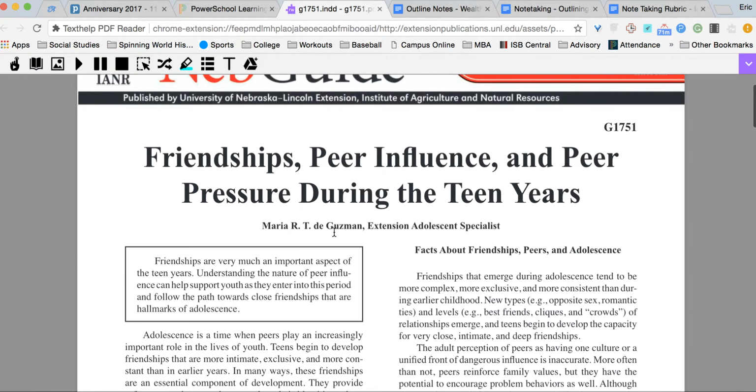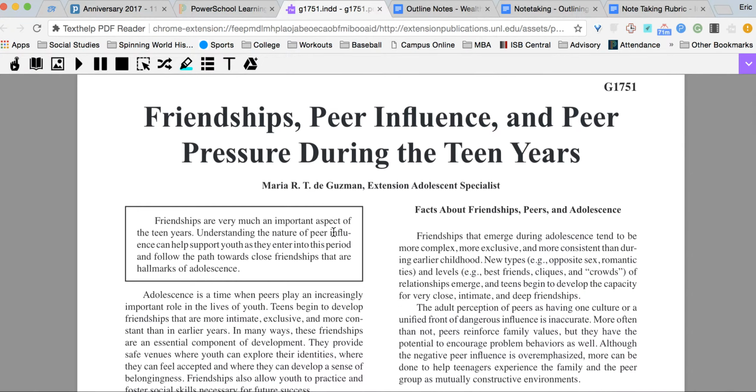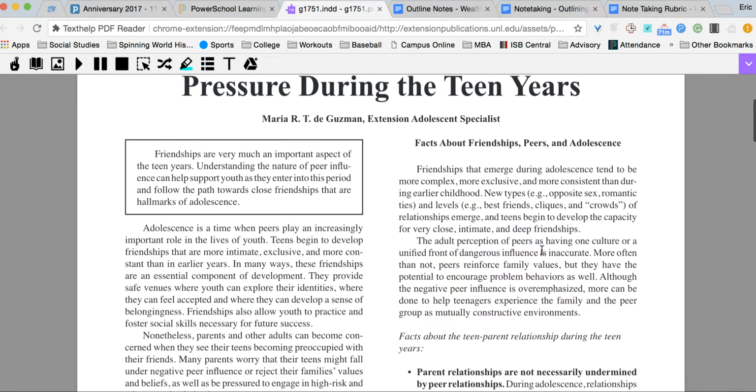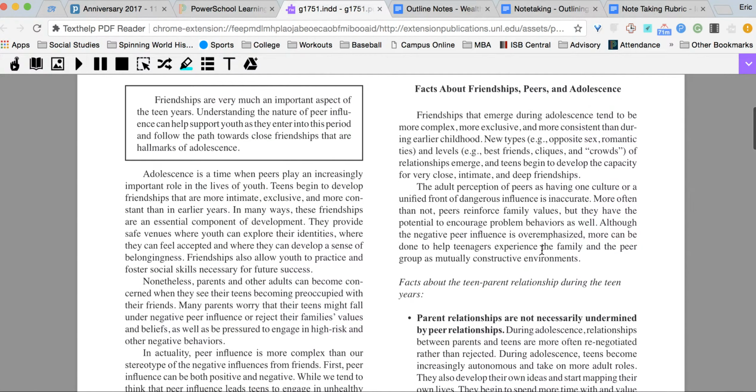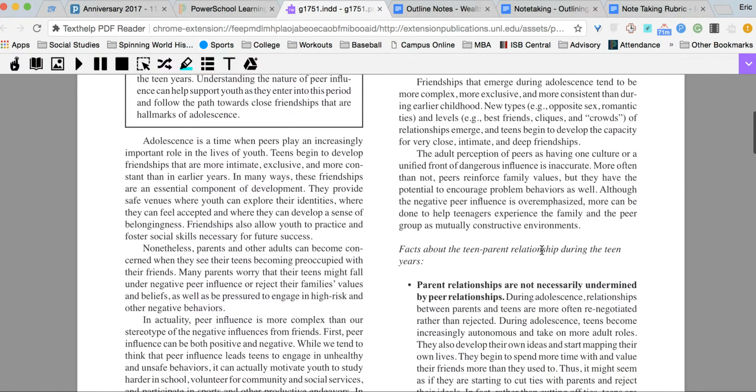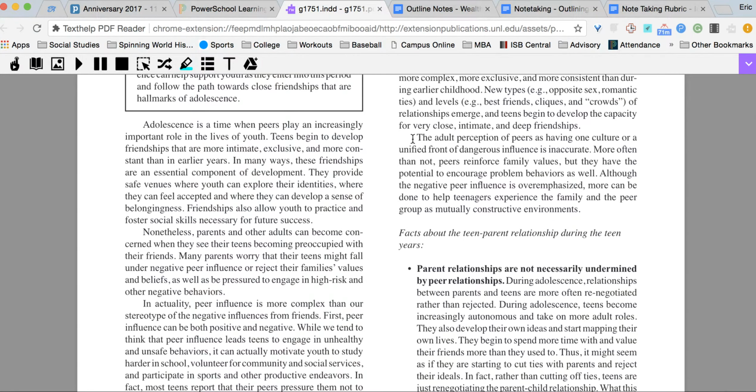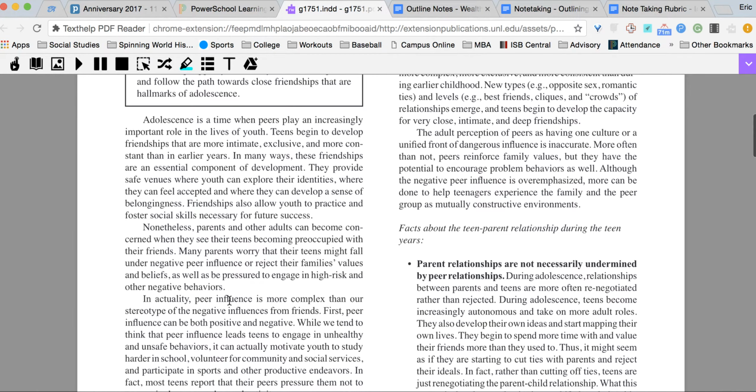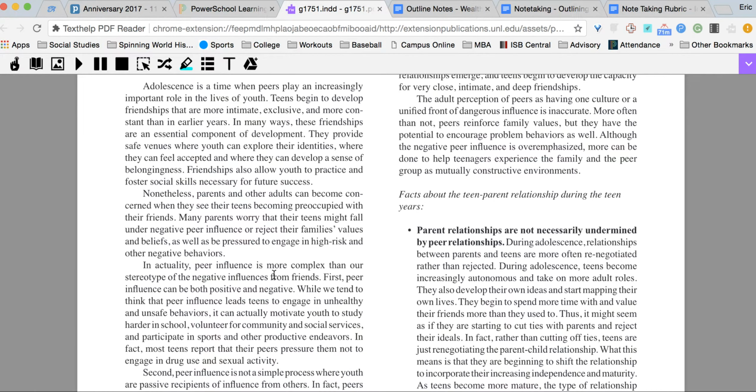Okay. I'm going to look first of all at the headlines. Friendship, peer influence, and peer pressure in the teen years. Facts about friendship, peers, and adolescence. Okay, so again, I look at topic sentences. Adolescence is a time when peers play an increasingly important role in the lives of youth. Parents and other adults can become concerned when they see their teens becoming preoccupied with their friends. In actuality, peer influence is more complex than our stereotypes of peer influence.